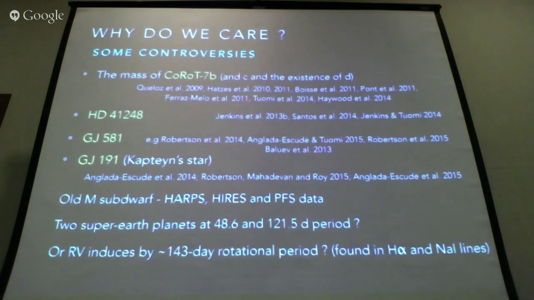There's also another M dwarf, with ARCS, IRAC, and PFS data, where we have two super-Earth planets at two different periods. And if you look at some activity indices, you have a stellar rotation period of 104.3 days, and this is three times the period of the first planet here.